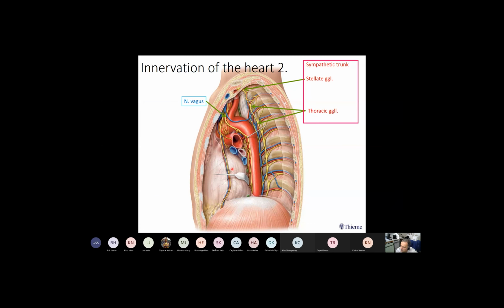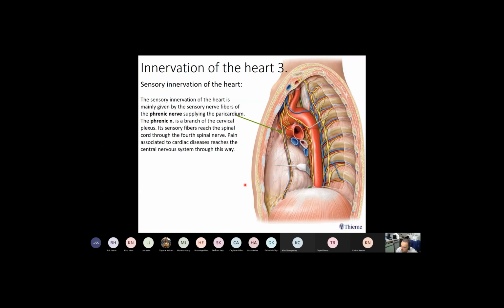This is the image or the slide that I mentioned. So this is the vagus nerve going down. This you will practice in the dissecting room how to identify, and there are the cardiac branches which approach the heart. And also here next to the spine you have the ganglia, the stellate, and also the upper thoracic ganglia, and they will also provide the sympathetic fibers, and they will increase the heart rate.